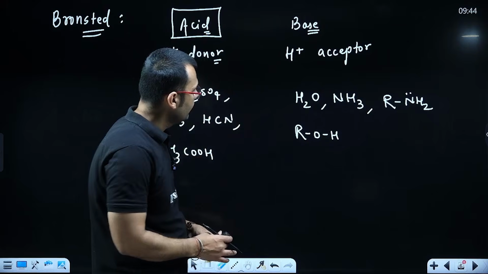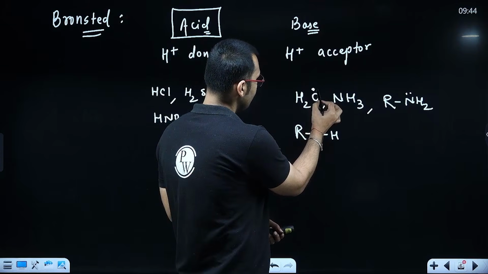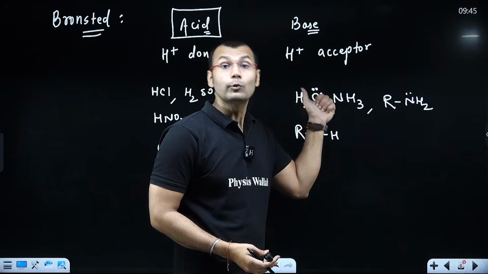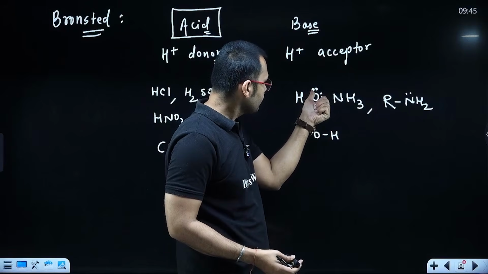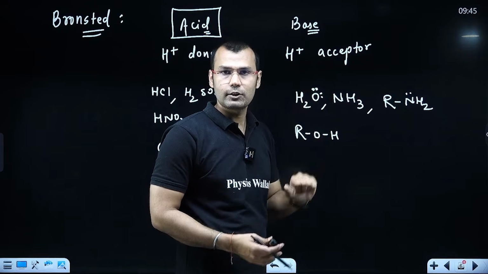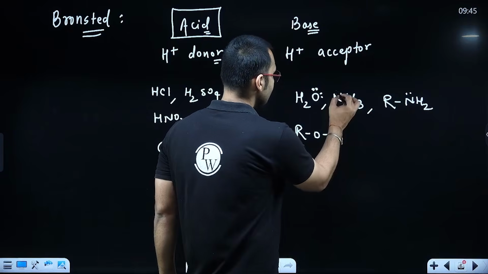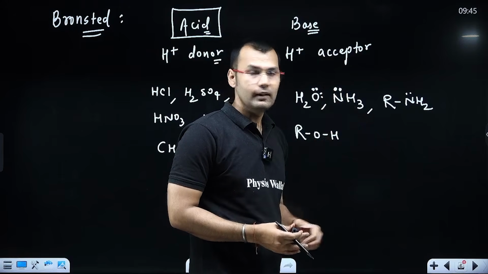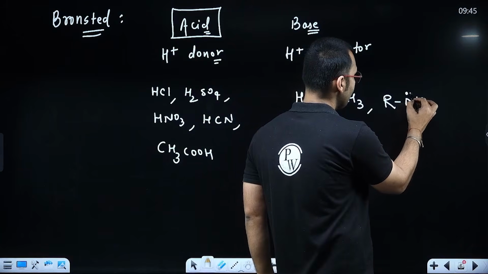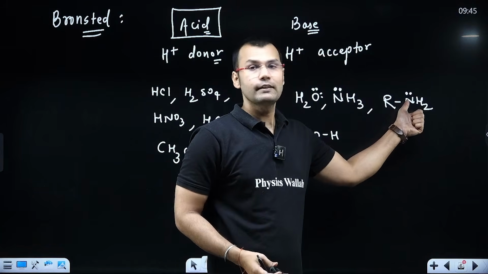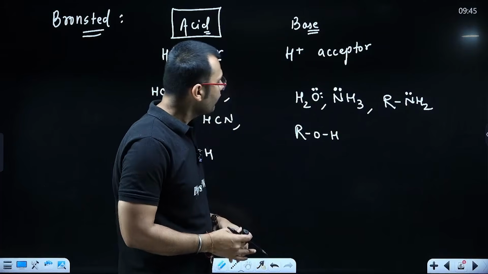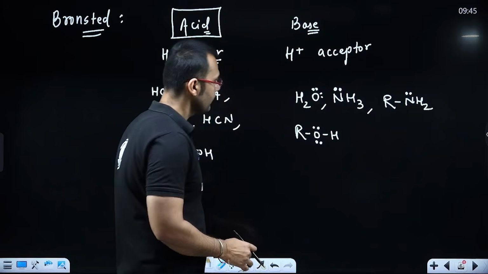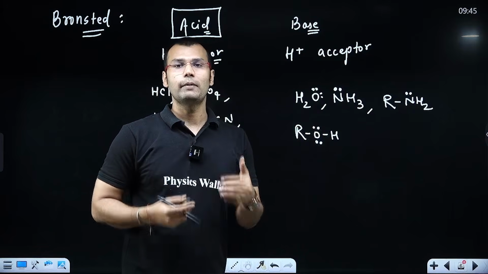When it comes to water, oxygen is the central atom, it has two lone pairs, and out of two lone pairs, it can share one with H plus. Because when this oxygen shares a lone pair with H plus, only then will it attach H plus. Similarly, in NH3, on the central atom nitrogen, you have a lone pair, so from this lone pair, it can attach the H plus ion. In the amines, on the nitrogen atom again, you have a lone pair, and with this lone pair, H plus can be attached to the nitrogen atom. Similarly, in alcohol, the oxygen atom has two lone pairs, and one of them can be shared with H plus.